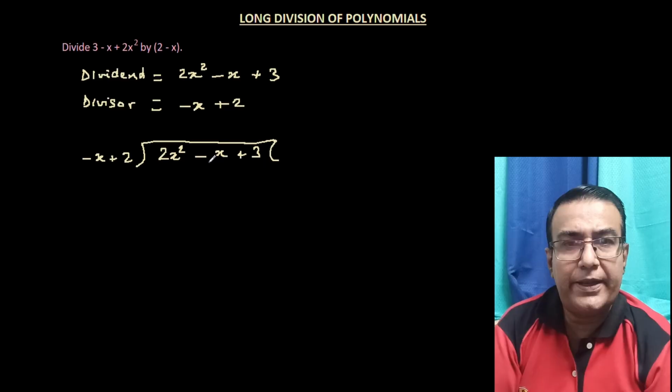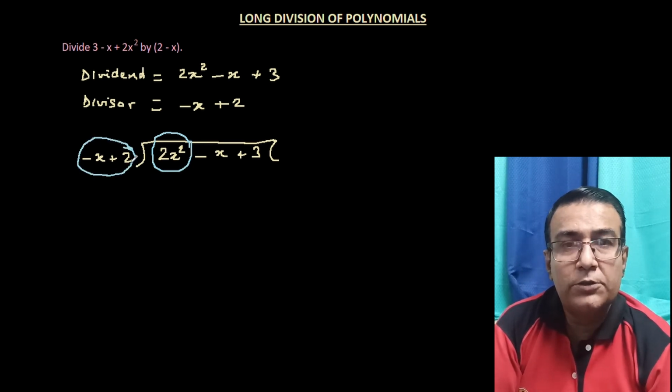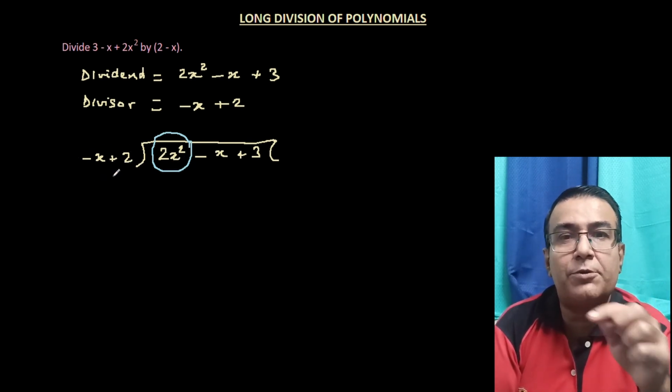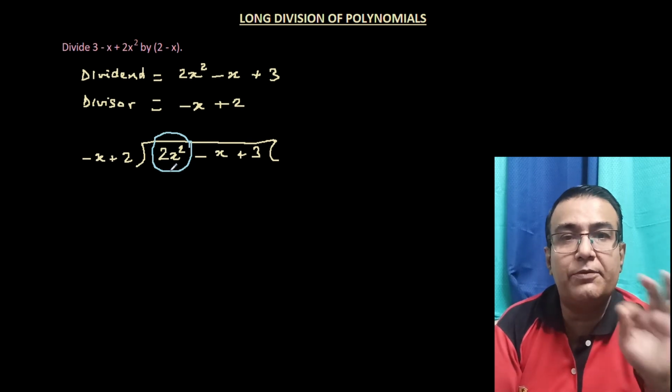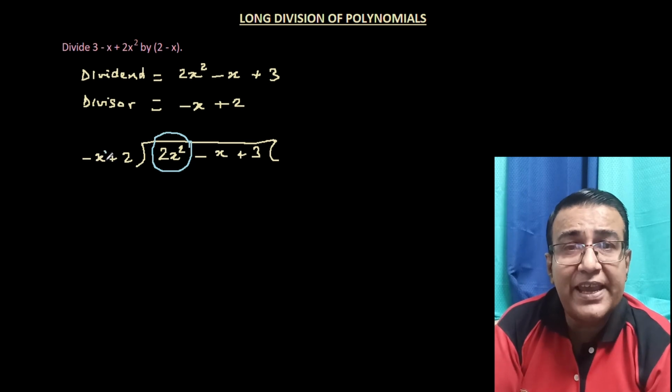Polynomials have a special case: whatever you take, it always makes it equal to something, so we don't have to look for anything less than that. We have to look for something which makes it equal to that. Let's understand by looking at the first term here. The first term in the dividend is 2x square, and we have to divide it by the divisor, which is minus x plus 2. The second point of difference is that here you don't have to look at the complete divisor, you only have to look at the first term in the divisor and the first term in the dividend.